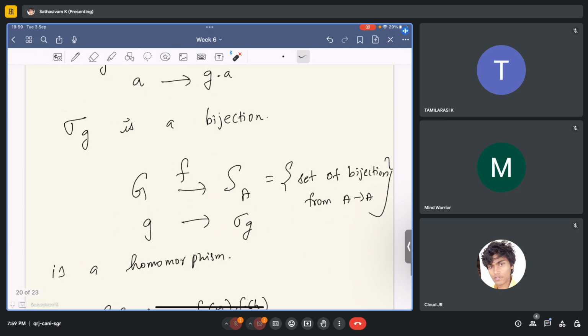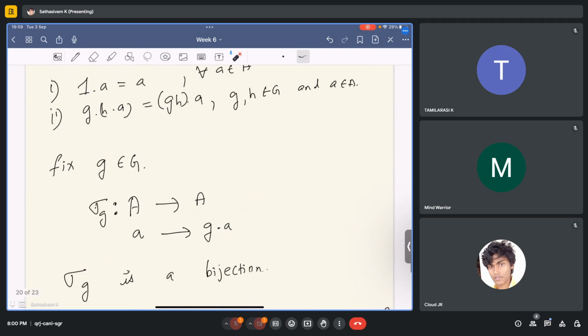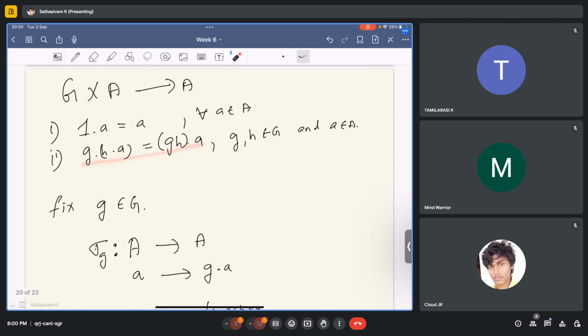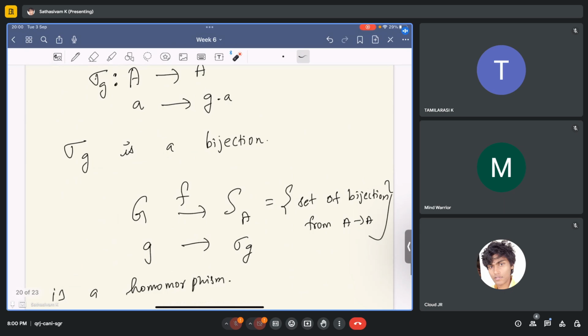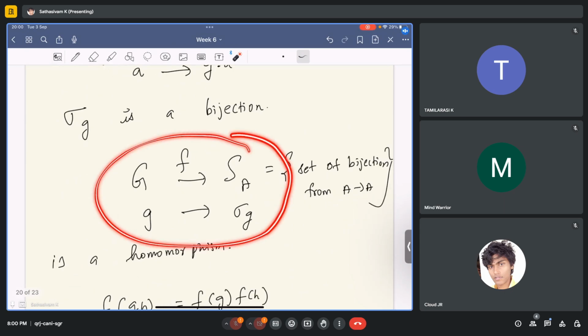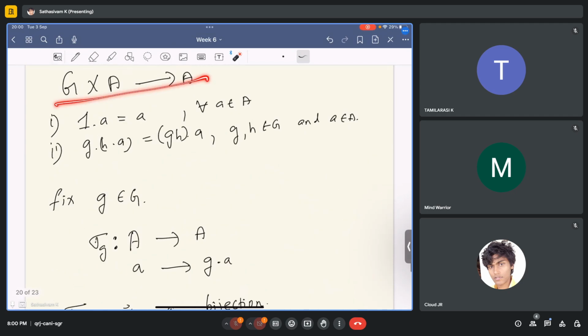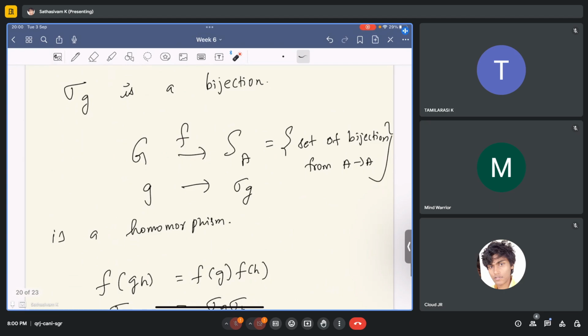So what you do is you take this G and send it to sigma G. And one can prove this is a homomorphism. For the homomorphism, you have to use this property. And again, suppose you give a homomorphism like this, the homomorphism induces a group action. So given this homomorphism, how do you give a group action? What you do is G dot A, you define it as sigma G of A. So you can define it like this.